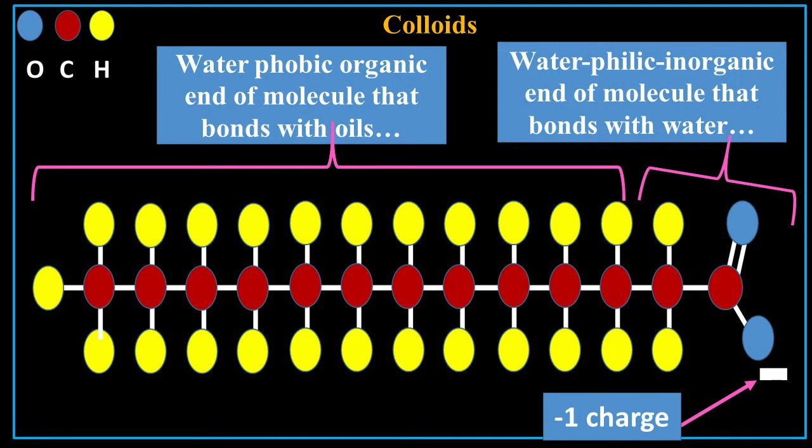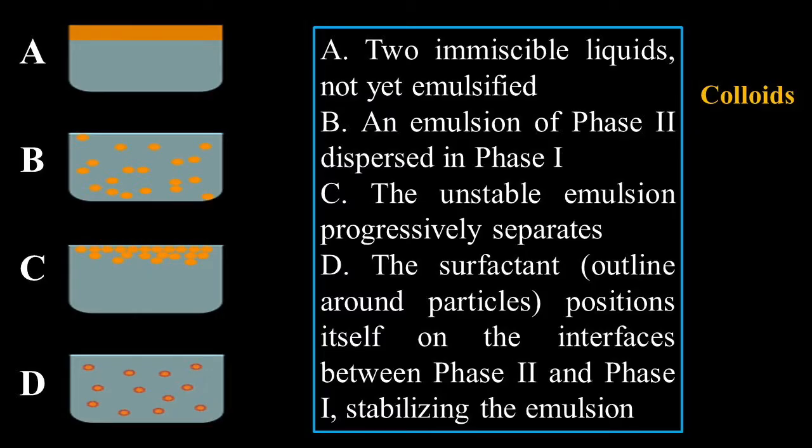And so the left side of the molecule will dissolve the oil, and the right side of the molecule will be attracted to the water, and things will, as I said before, wash away. Here's a perfect example of how an emulsifier works. A, going from top down, A is two immiscible, not miscible, not combined, you can't combine them, are not yet emulsified.